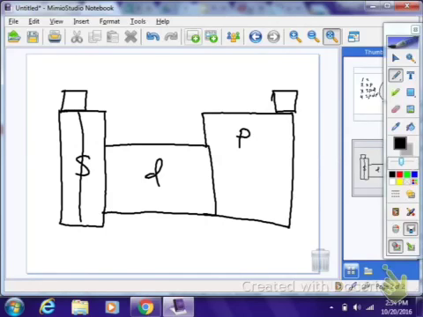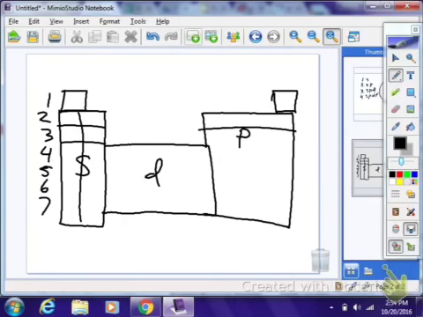I'm going to tell you an easy way to figure out the shell for the S's and P's. It's the row, the period number. What's the first row going across? Period 1. What's the second row? Period 2, period 3, 4, 5, 6, 7. If you number those, they tell you what the S's and P's are.